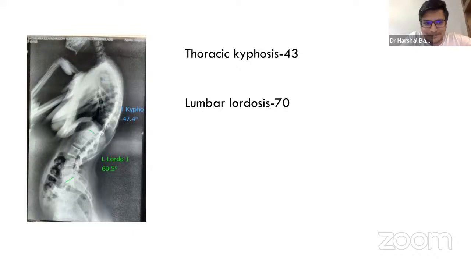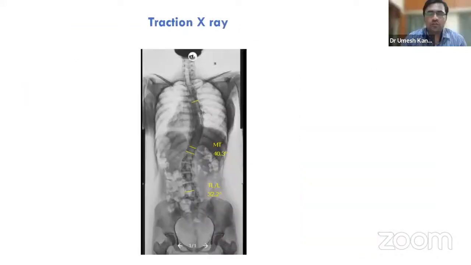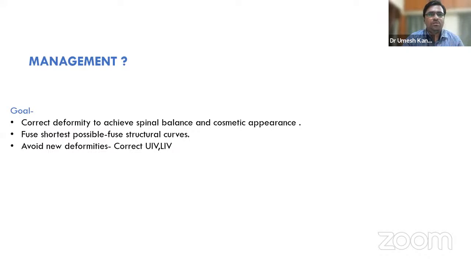Yeah, we have 10 minutes, sir. So in our center, we do traction X-rays also, sir, to assess the flexibility. Based on the traction X-ray also, the main thoracic curve is more in magnitude than the lumbar curve. Okay. Then for the management.